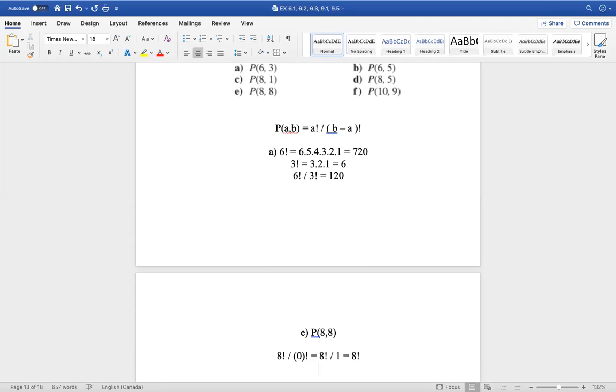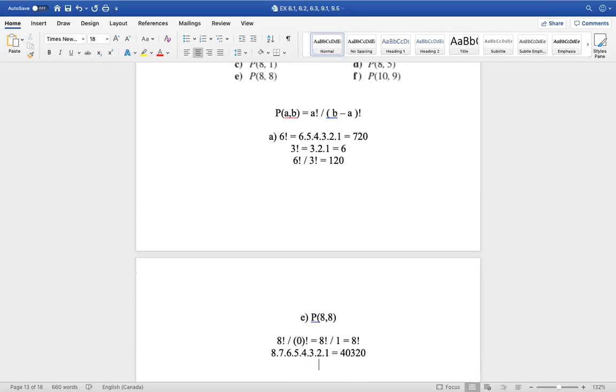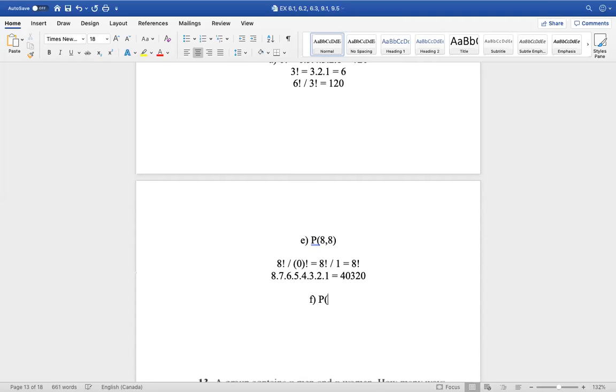So if we take 8.7.6.5 and then 4.3.2.1, this will come to around 40,320. Okay, so this was the answer to this. Let's just do one more just to get a hang of it.